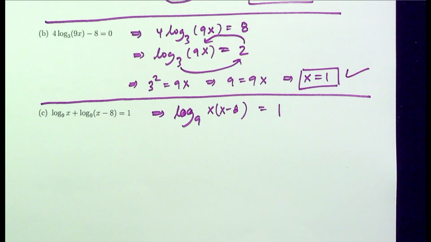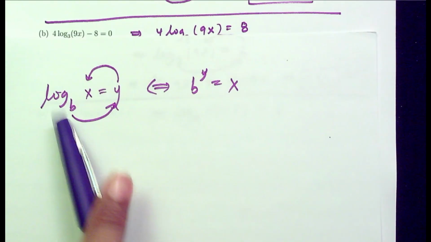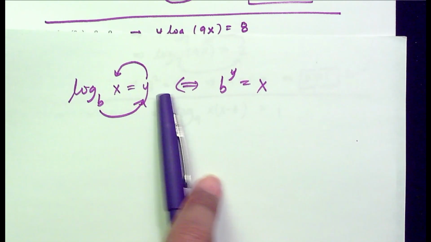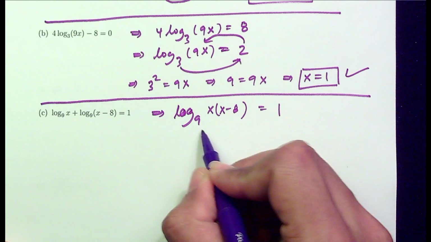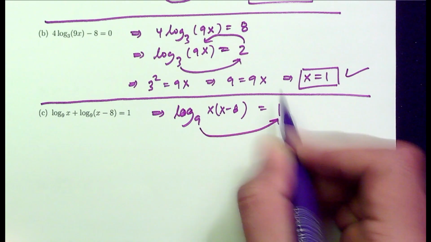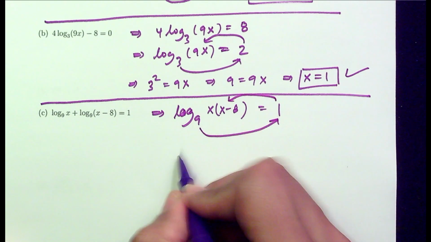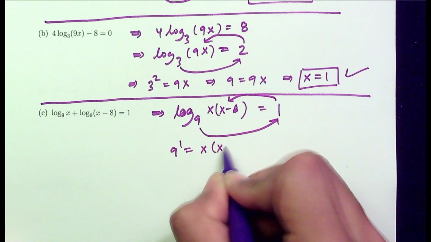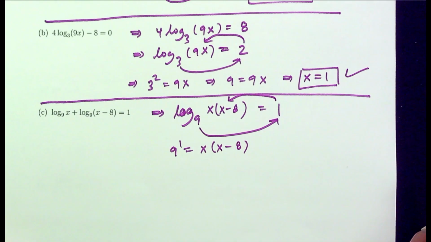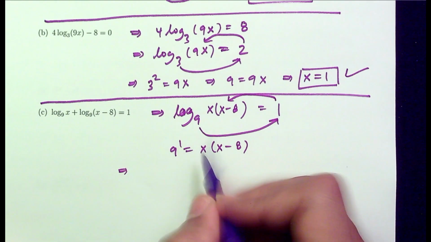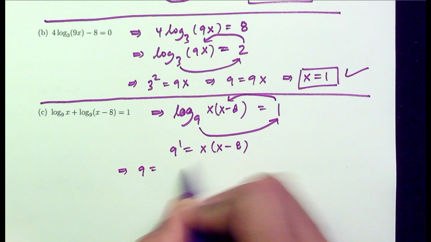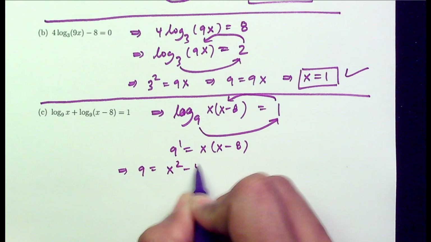And now that I have the logarithm all by itself on the left hand side, I can apply the definition. So this is going to be 9 to the 1 equals x times x minus 8. All right, which means 9 equals, and now distribute, x squared minus 8x.